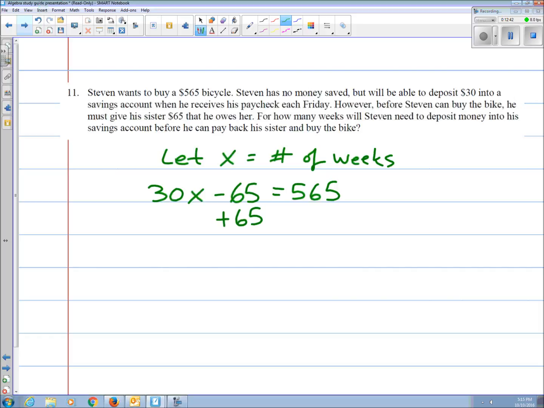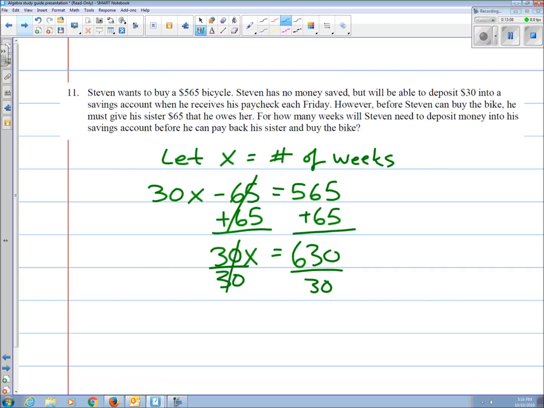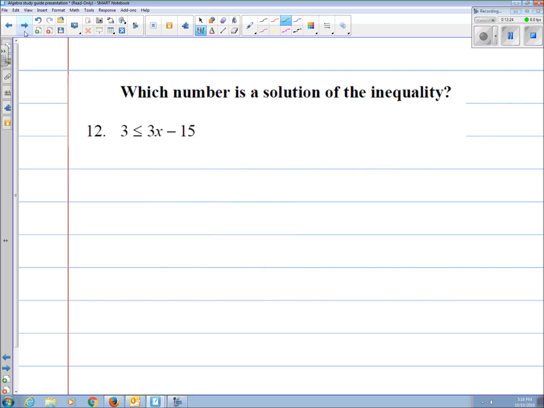So here I'm adding 65 to both sides. And that's going to give us 630. So in reality, he needs to make $630 to be able to pay his sister and buy the bike. Divide this by 30 on both sides. And we should get 21. That's weeks. So he has to work 21 weeks. Number 12, which number is a solution?